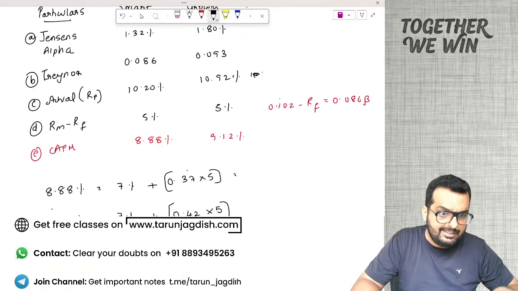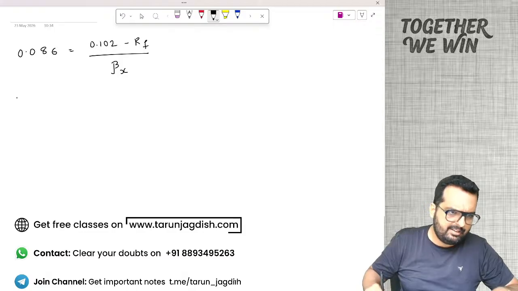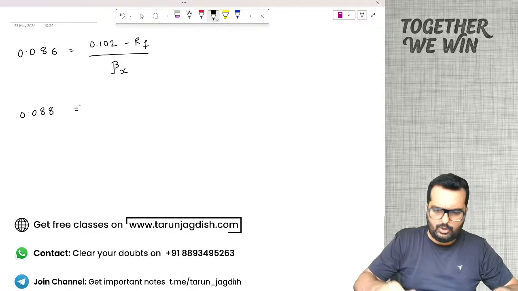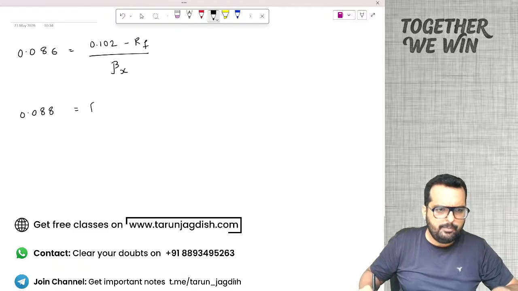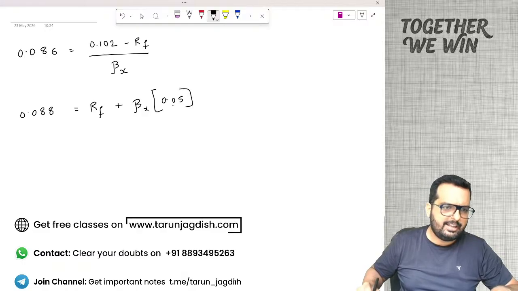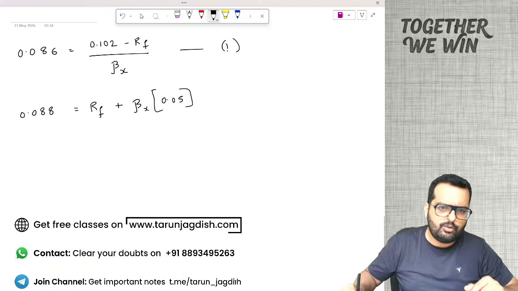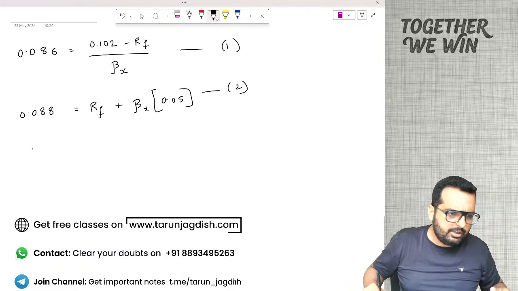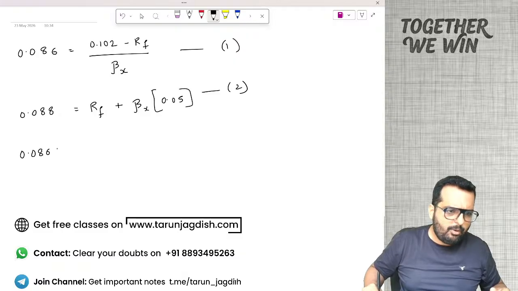And then he has taken the CAPM return. 8.88%, or 0.088, is equal to RF that we don't know plus beta of X into 0.05. Fantastic. Okay, so this is something that is solvable. So you get equation 1 and then you get equation 2. Fantastic input. Let me work it out based on this now.